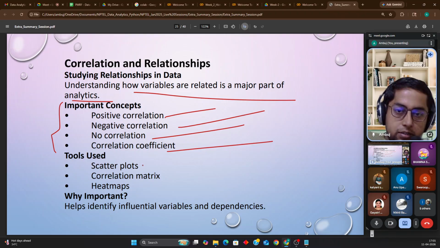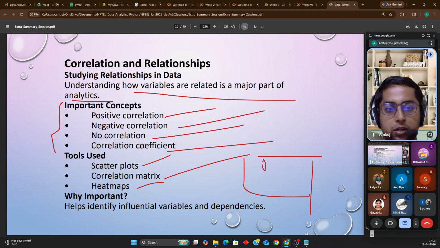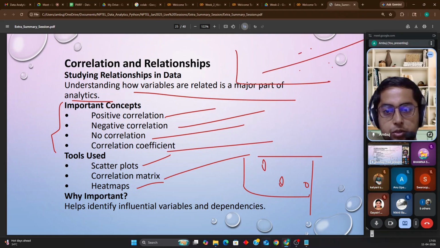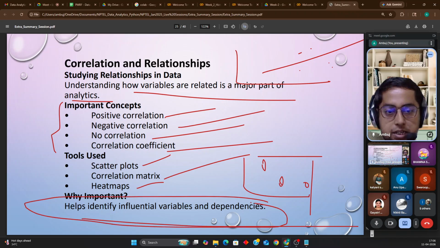Tools which are used are scatter plots, correlation matrix, and heat maps. So the correlation matrix is there that you can also calculate. Heat maps are also there. The scatter plots are also there that you can do. It helps in identifying influential variables as well as the dependencies.